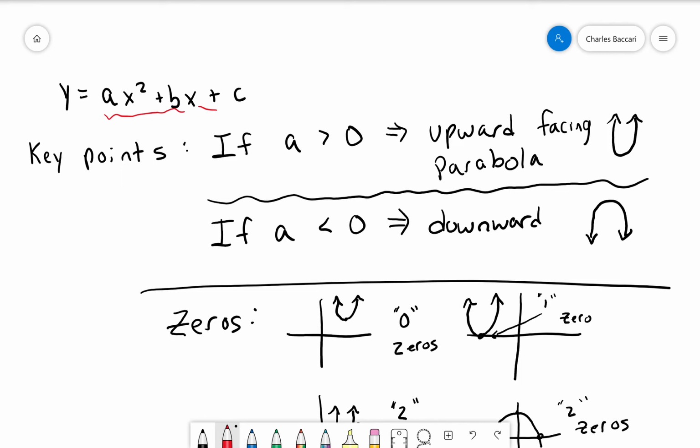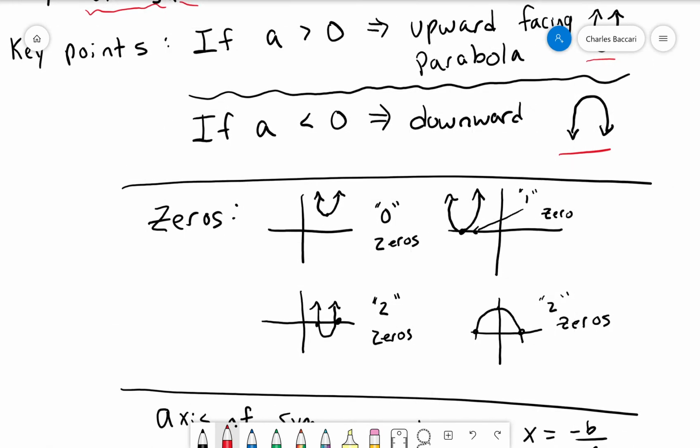And so what I want you to know is that if a is greater than 0, then it's an upward facing parabola. That would be this. Okay, so it should be a U shape. If a is less than 0, it'll be downward facing, so like that. And so you might want to take some notes on that.